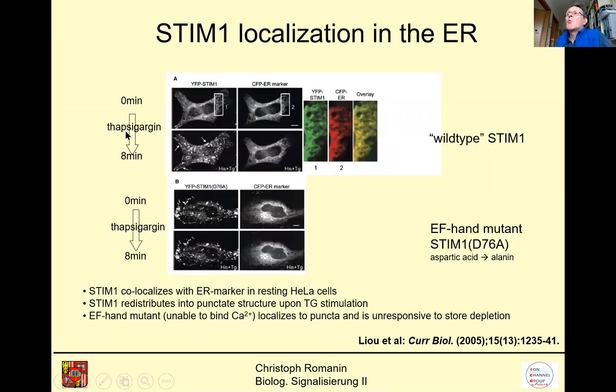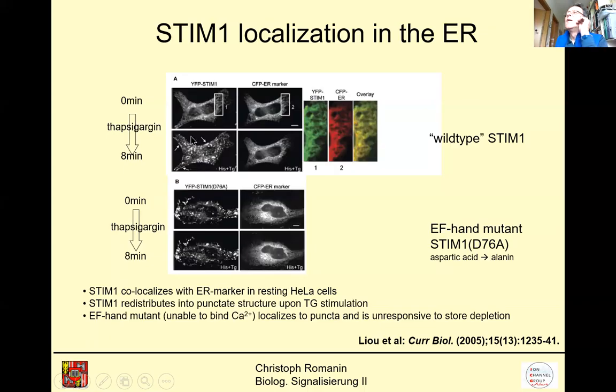So what happens when you treat the cells with thapsigargin? It's a very, very interesting and crucial experiment because thapsigargin depletes the stores. So do we see something change in the distribution of STIM1 when the ER stores get emptied of calcium, meaning calcium dissociates from the EF hand? And you can see here what is happening. Here, that is the ER marker. So there is not much change, but have a look how STIM1 redistributes.